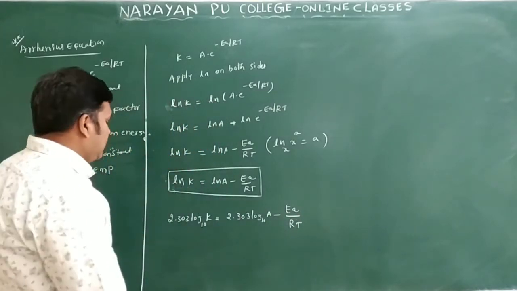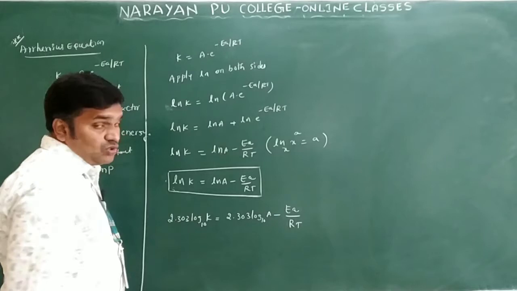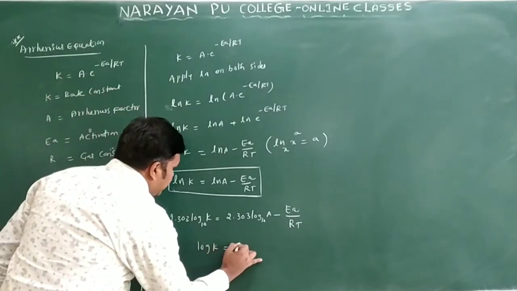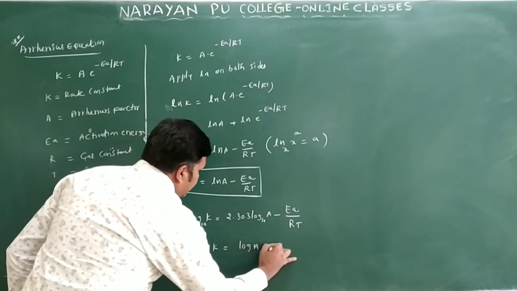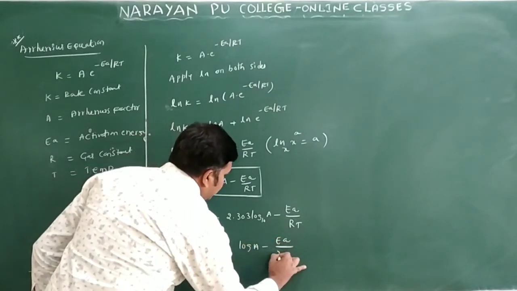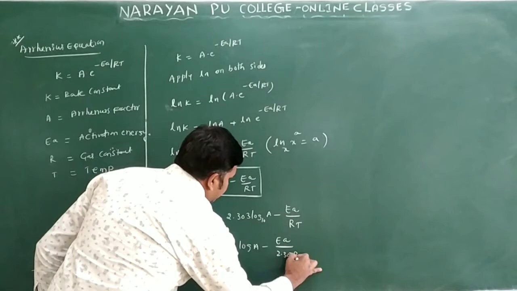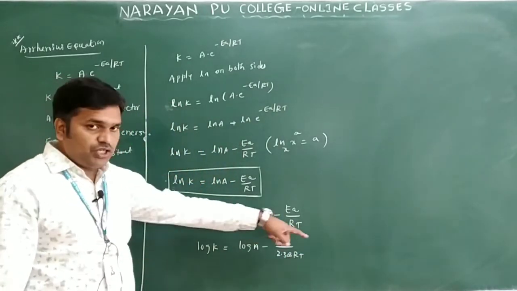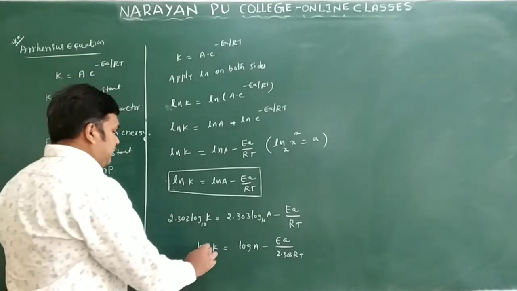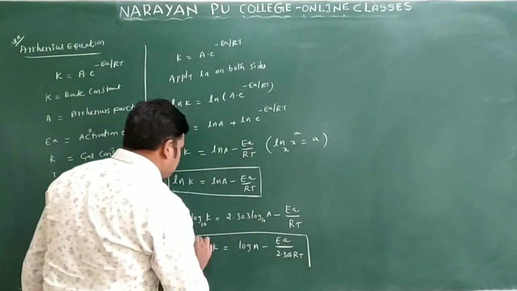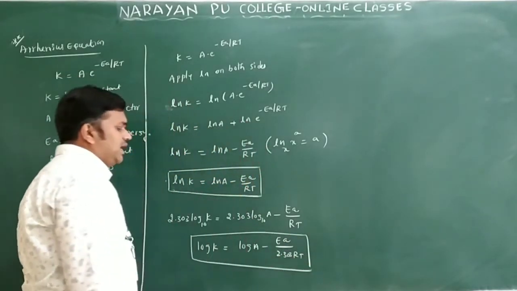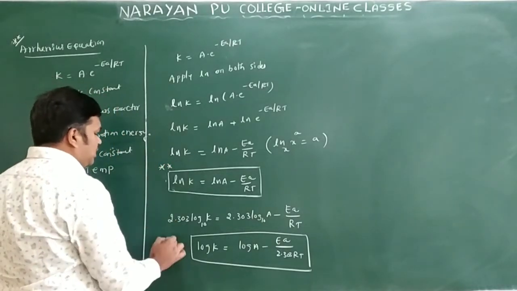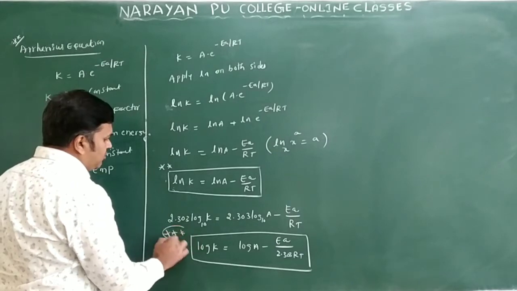EA by RT. Now you divide this entire equation by 2.303. Then what will you get? You will get log k is equal to log A minus EA by 2.303 RT. Dividing by 2.303, you will get this expression. So log k is equal to log A minus EA by 2.303 RT. So these are two equations.